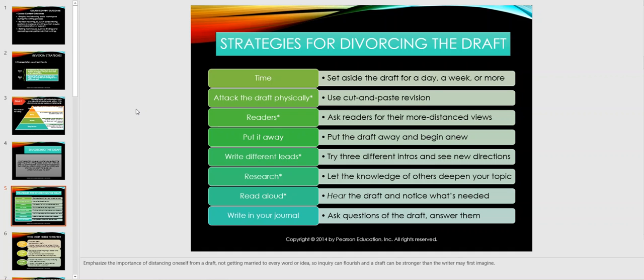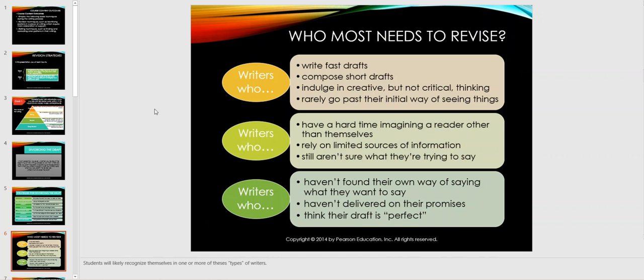Always one of the best ways to divorce yourself from the draft, not only with time, is to read your essay out loud slowly and purposely. If you read it out loud, you can hear the draft and notice what's needed. And then also journaling is an excellent way to revise a draft.